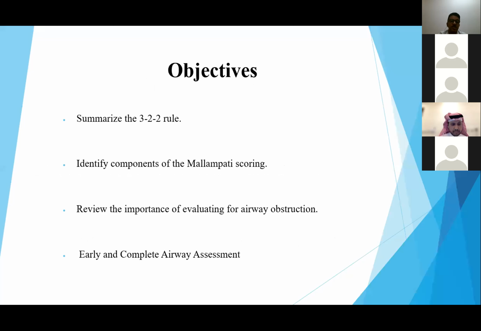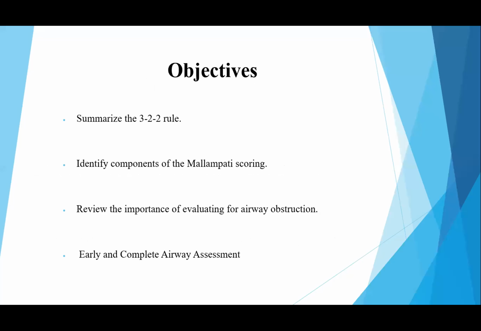We'll talk about the 3-3-2 rule. We'll talk about MAL and BATI. We'll talk about how to evaluate obstructive airway. And then we'll try to summarize this in an early, complete airway assessment.